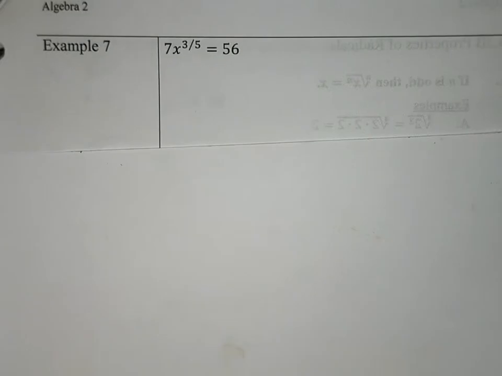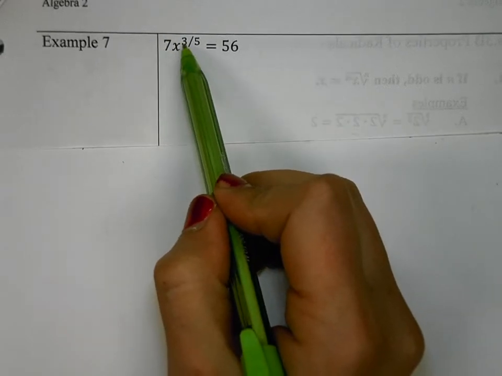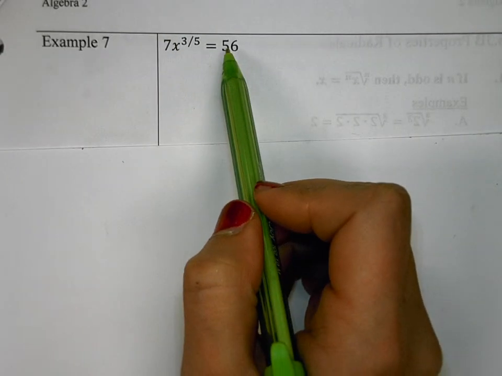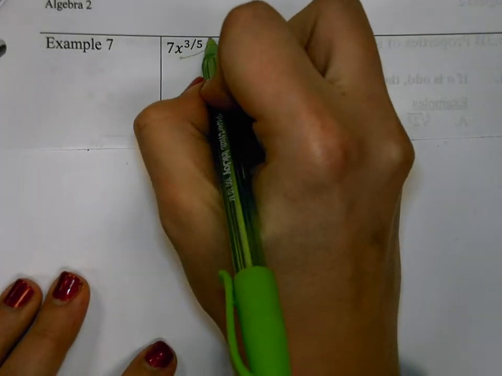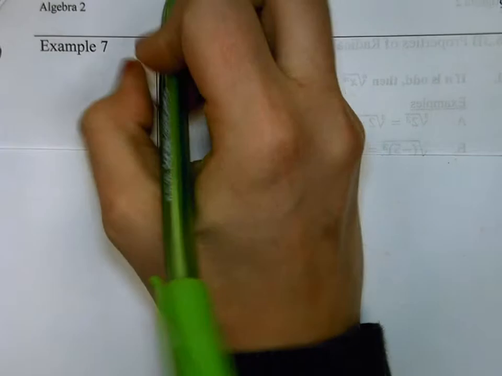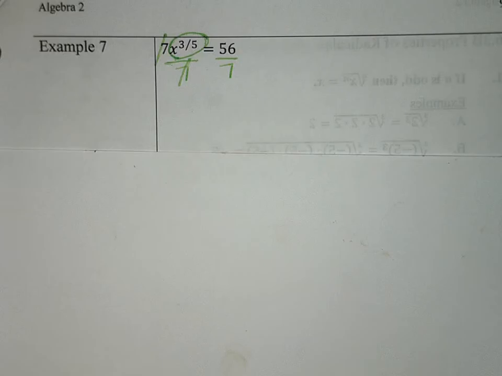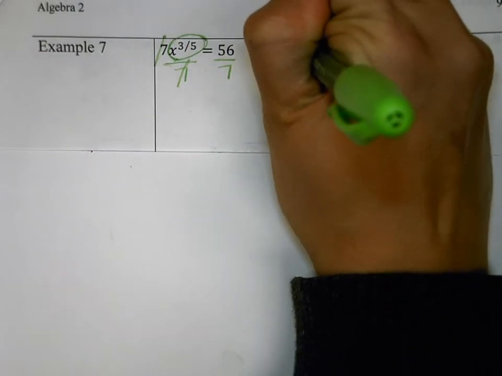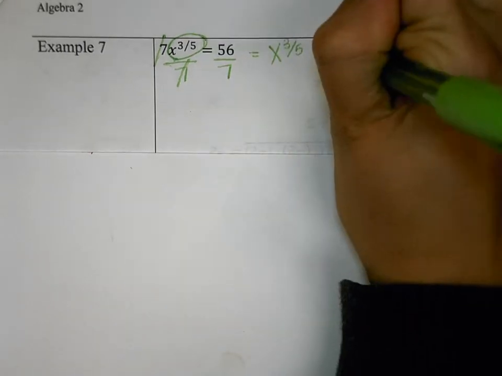Example 7. So things are about to get a little bit more complicated here. We have 7x to the 3 over 5 equals 56. So our goal here is we want to get the power term by itself, which it's not right now. So I first need to divide both sides by 7 to cancel out those 7s. So that's going to give me x to the 3/5 equals 56 divided by 7 gives me 8.